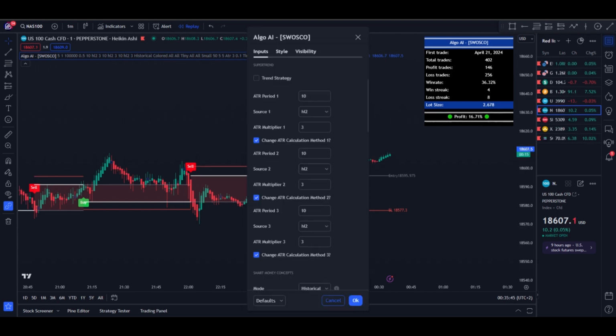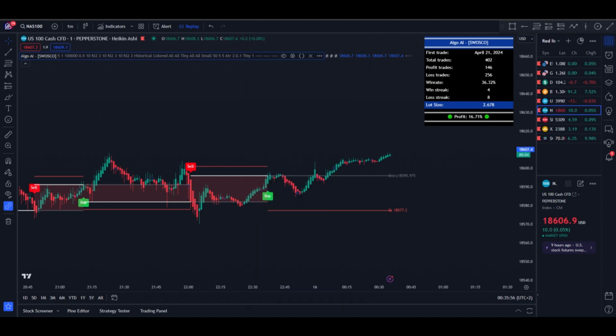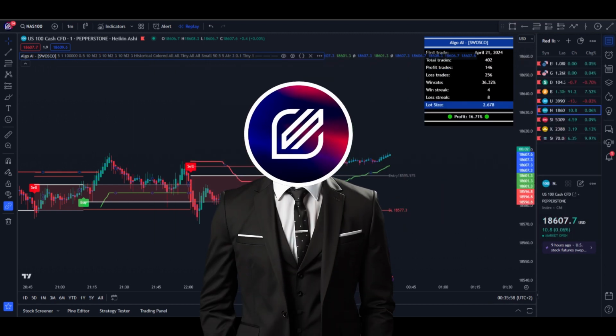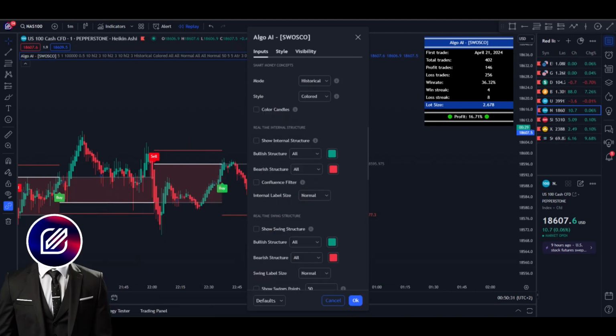The next section is the super trend. This part can be used as extra confirmation before entering a trade, and we have already made a file in which we explain the strategy. If you would like to see a video on the said strategy, make sure to tell us in the comments below. The last part of the indicator is the SMC section.